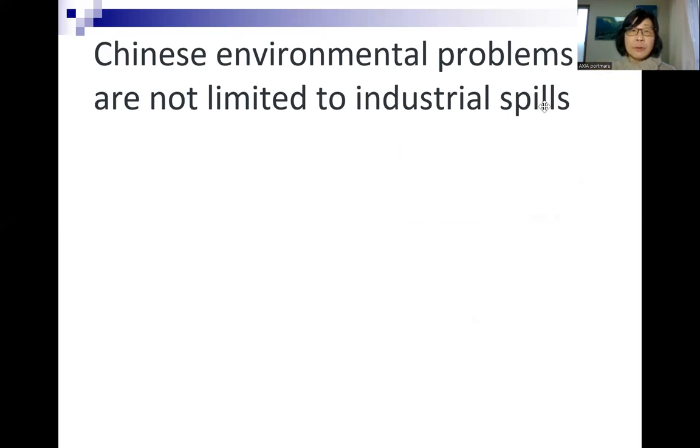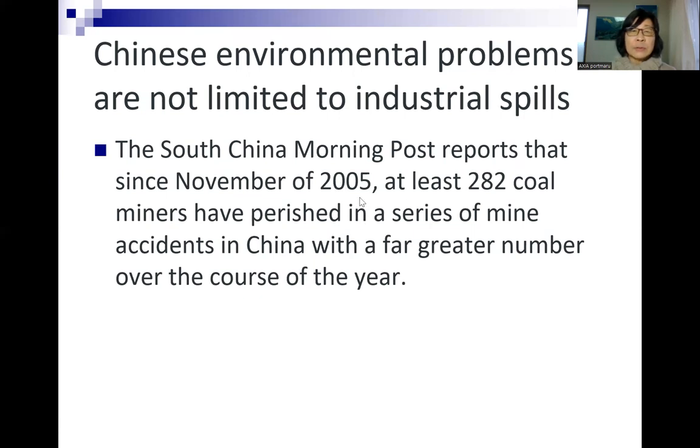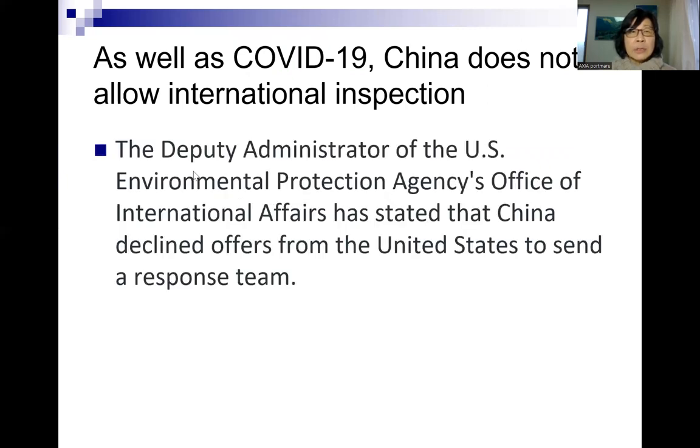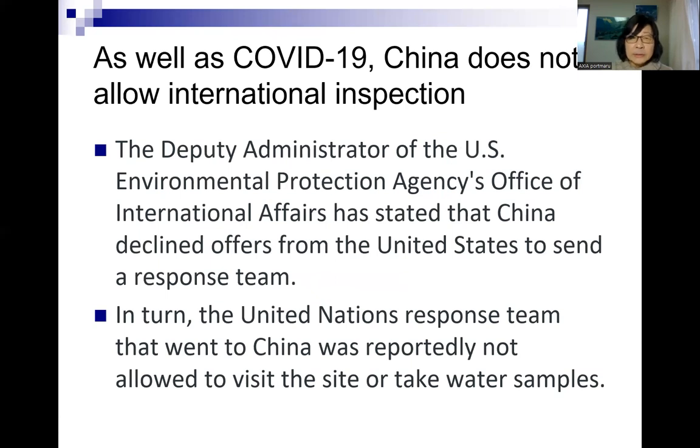And the Chinese environmental problems are not limited to industrial spills. The South China Morning Post reports that since November of 2005, at least 282 coal miners have perished in a series of mine accidents in China, with a far greater number over the course of the year. As with COVID-19, China doesn't allow international inspection. The Deputy Administrator of the United States Environmental Protection Agency's Office of International Affairs has stated that China declined offers from the United States to send a response team. In turn, the United Nations response team that went to China was reportedly not allowed to visit the site or take water samples, just like COVID-19 researchers.